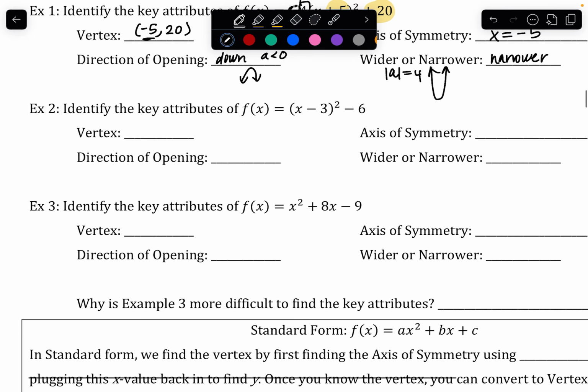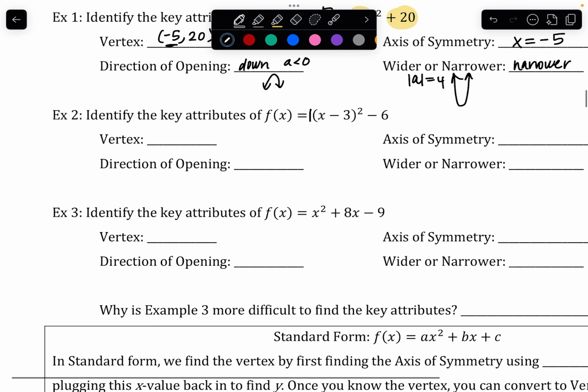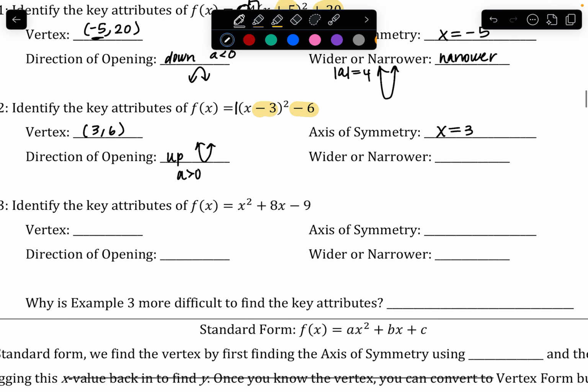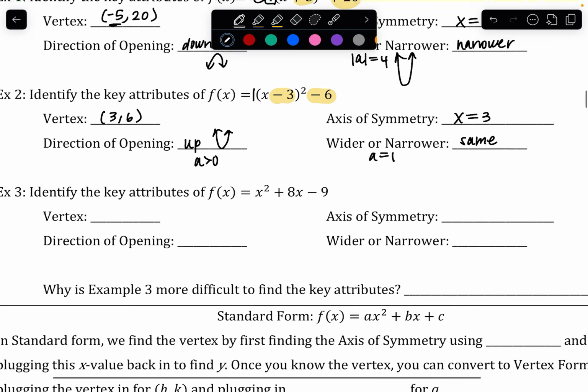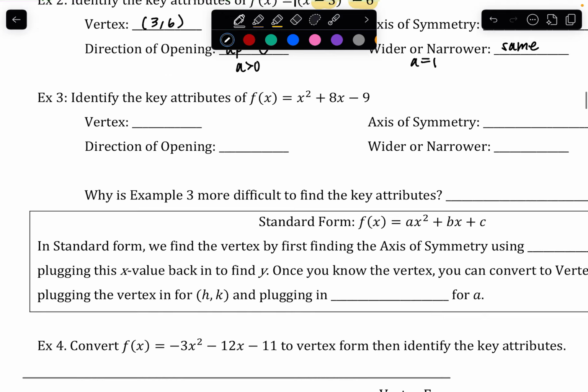Okay, for this next one, the a value is 1. So if you don't see a number out front, that means it was 1. And so looking at the vertex, we are right 3, down 6. And so (3, -6). Axis of symmetry, x equals 3. Direction of opening will still be up because a is positive. And then because a equals 1, it's the same as the parent function. So it's neither wider nor narrower.